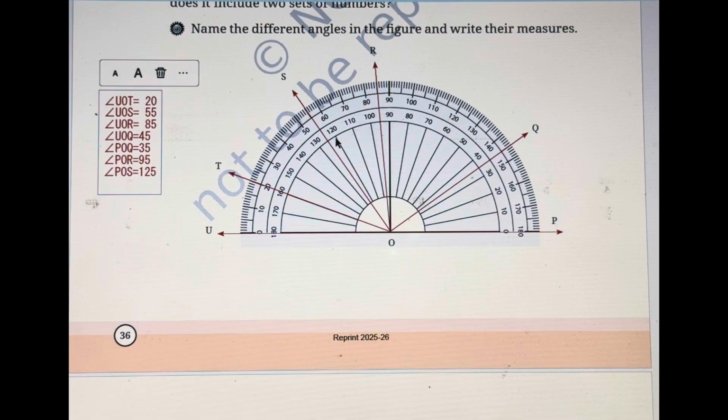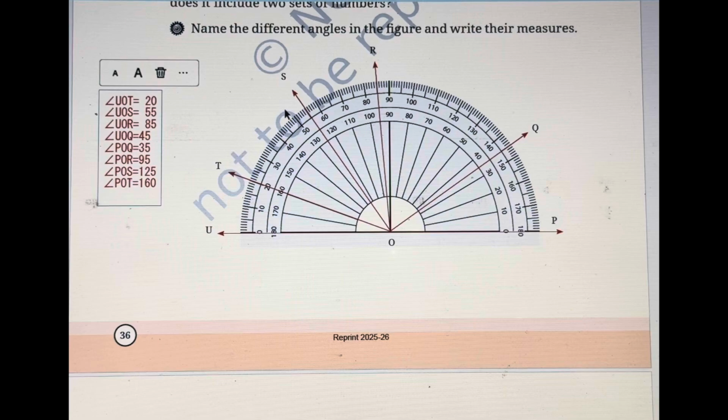Correct? Now we see POT. If you see the inner scale, it is exactly at 160 degrees. So angle POT is equal to 160 degrees. Correct. Now we have seen all single angles starting from the left side and also the right side.